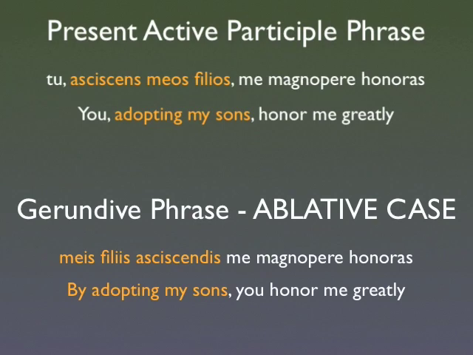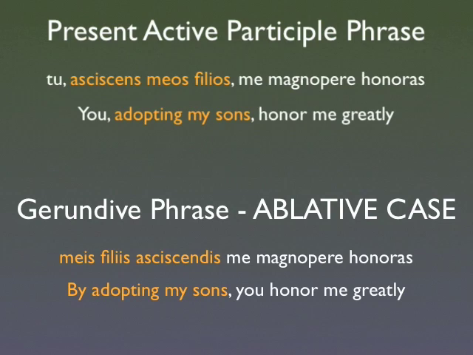With the gerundive, the sons are being described, and the English translation is a little less literal and a little more idiomatic. We can also put the gerundive phrase into the ablative and have the act of adopting showing the means through which you are honoring me. With the present active participle, the adopting has to describe you, since it's the person doing the adoption, and we don't get the same sense of means or causation. For the present active participle, we simply get a time relationship. You are honoring me greatly at the same time that you are adopting my sons. The true meaning of the sentence is a little less obvious.